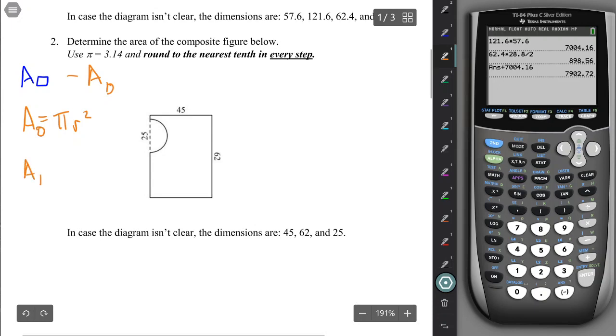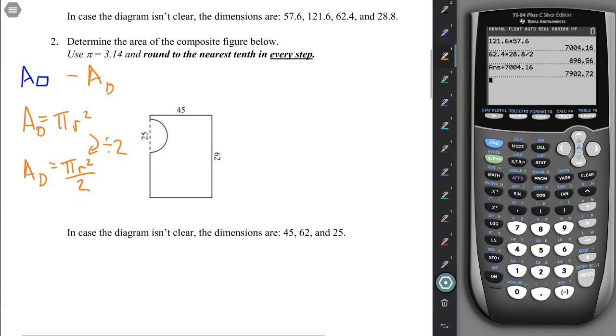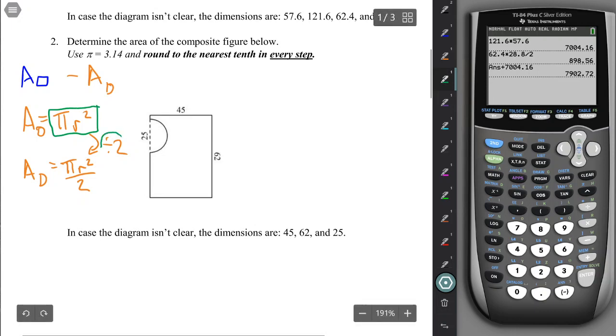So the area of a semicircle, what we're going to do is take the area of a circle and divide by 2. And I suppose you could make a formula for it, pi r squared over 2. But usually what I would do, and what I'll show you, is find the area of the circle normally using the circle formula, and then divide whatever I get by 2 when we get there.